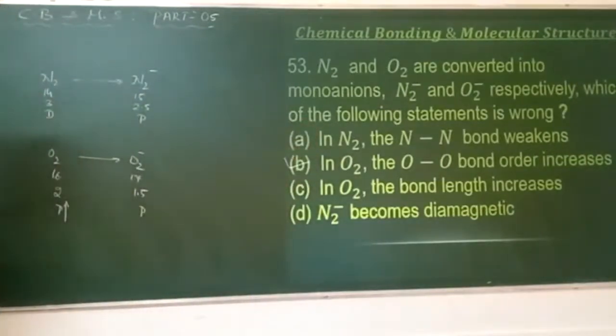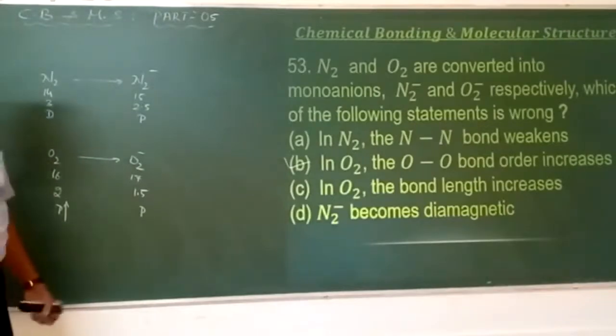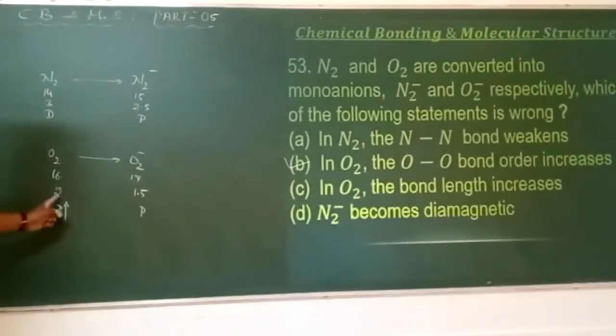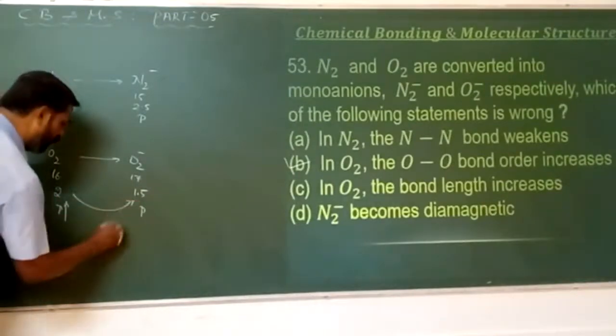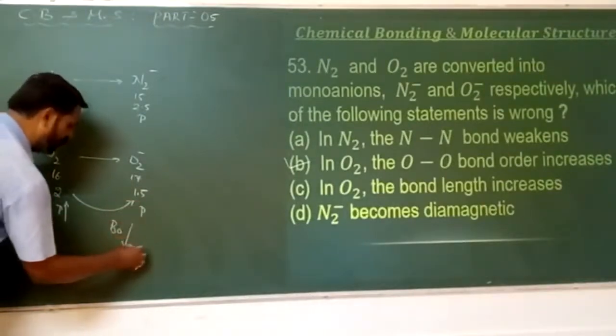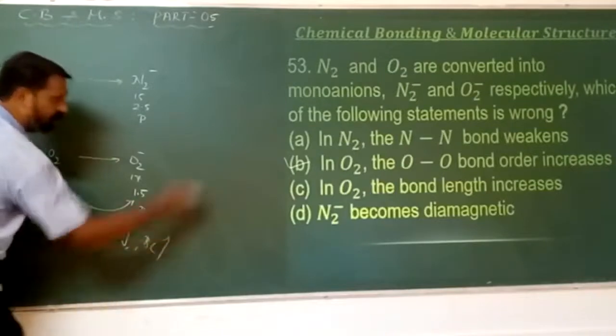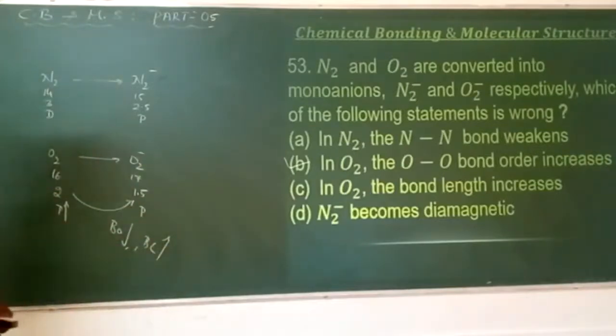Let's see option C. In O2, the bond length decreases. Here the bond order decreases, which means the bond length increases. Therefore, C is also correct.